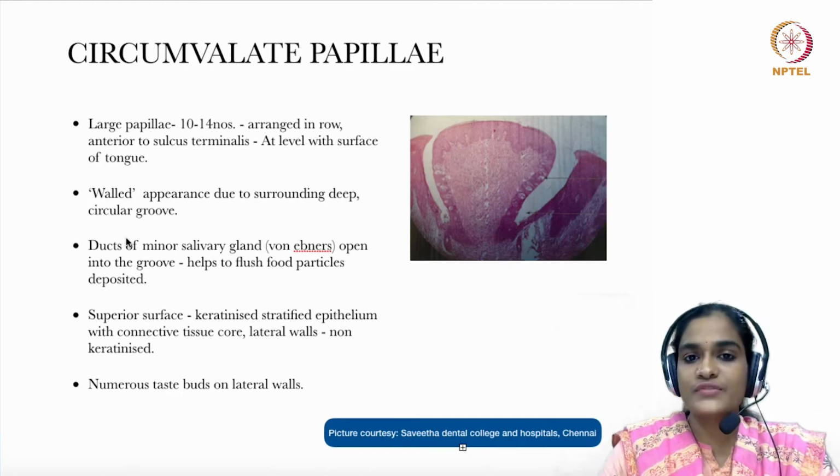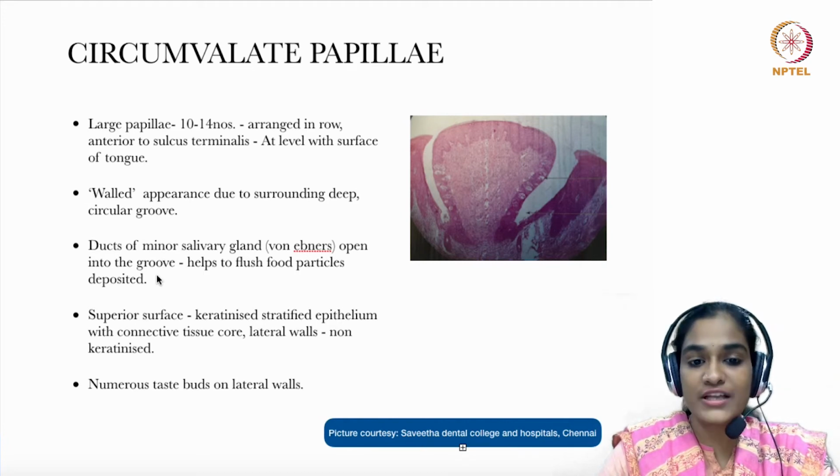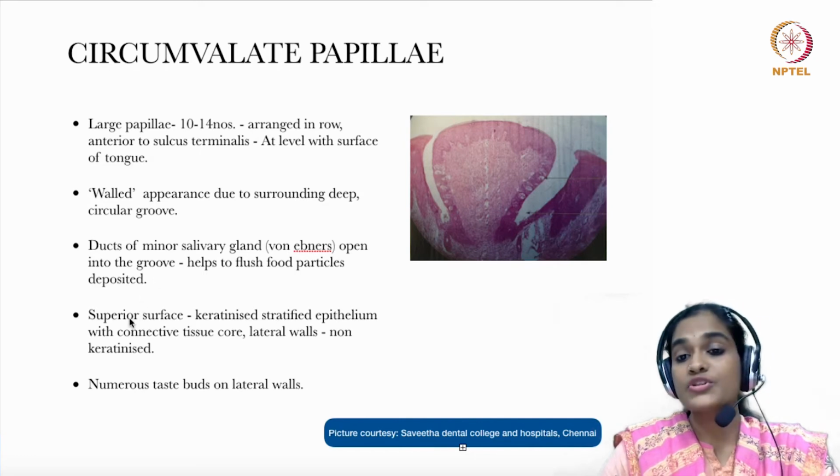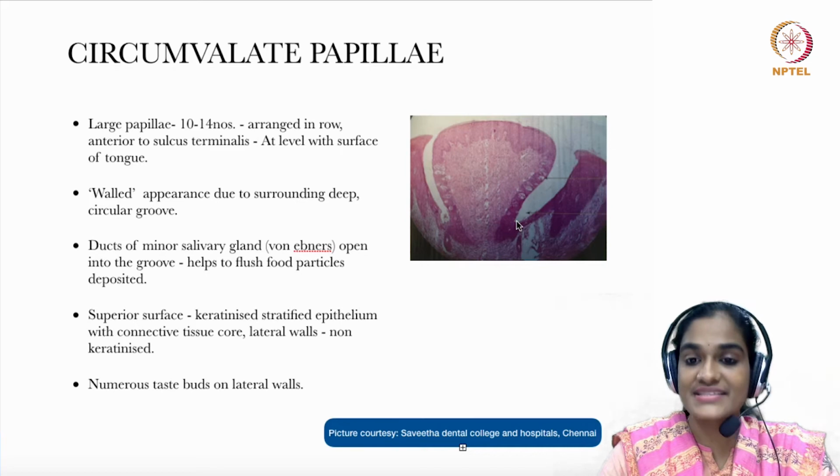The ducts of the minor salivary glands, also known as von Ebner's glands, open into the groove. The secretions, which are very serous, help to flush the food particles deposited in the groove. The superior surface of the papilla is keratinized stratified squamous epithelium, whereas the lateral portions are non-keratinized. These lateral walls also have numerous taste buds.